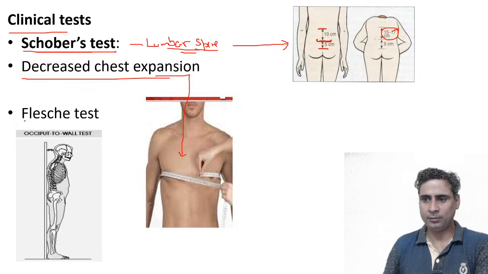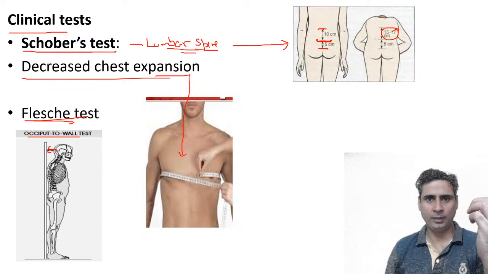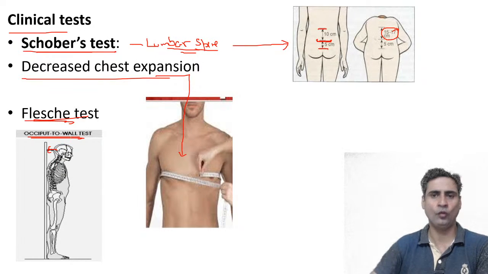To check cervical spine mobility, we do the flesh test or occiput to wall test, where the patient is standing against the wall with back touching the wall, and we ask the patient to touch the occiput to the wall. If there is cervical spine fusion, the patient will not be able to touch the wall because of stiffness in the cervical spine. So this is the flesh test or occiput to wall test.